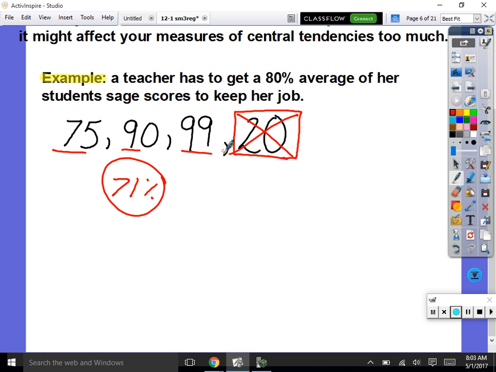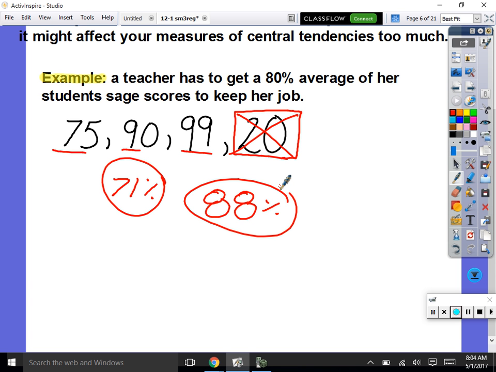Let's find the real average here. 75 plus 90 plus 99, divided by 3. You got what? 88%. This teacher is a dang good teacher. You know what I mean? Like, really, that's a pretty dang good score. So that's how, for example, outliers can affect your measures of central tendency.